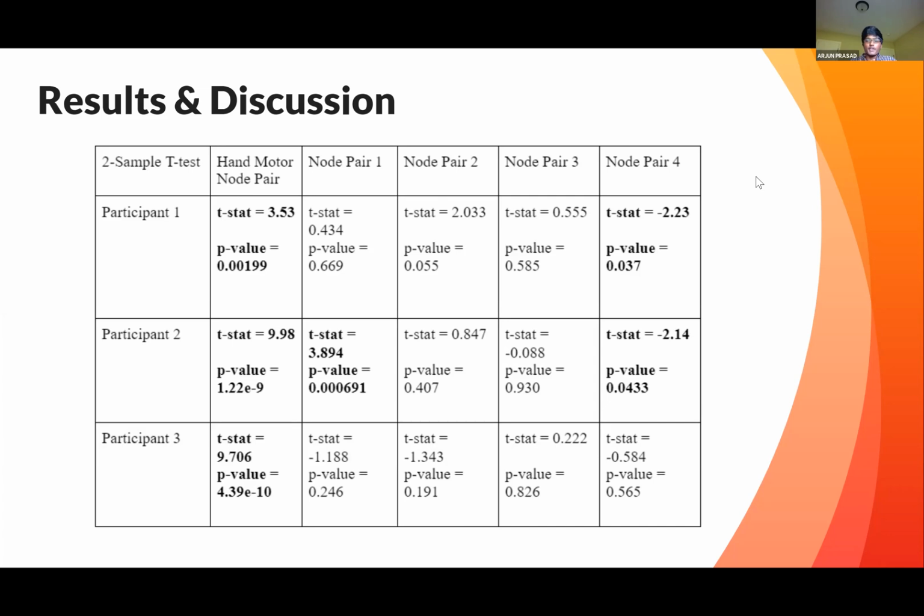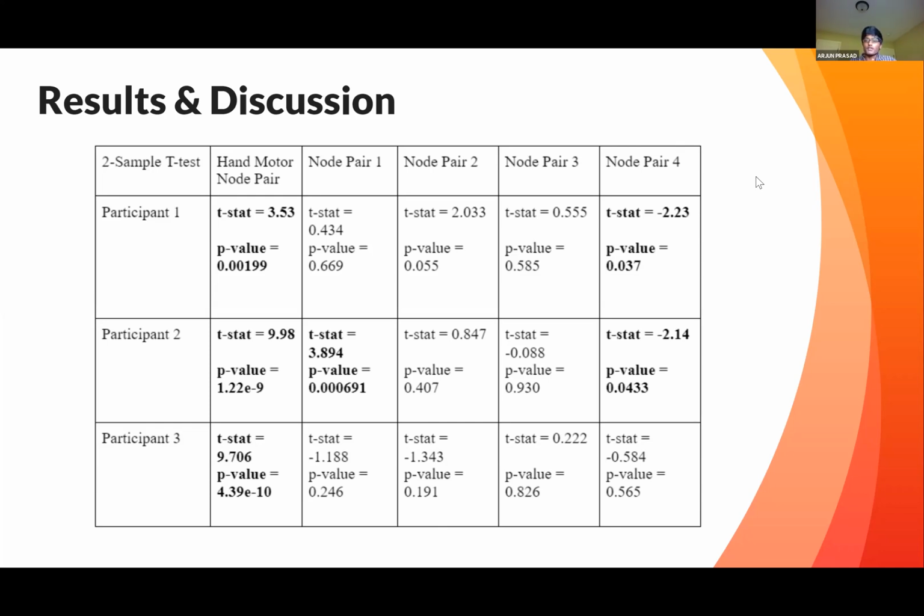For node pairs 2 and 3, which include the default mode network and the somatomotor system, I saw no significant functional connectivity differences. And for node pair 3 specifically, this is important because it was within the same region as the hand motor node pair or the somatomotor system, but it still did not have any significant functional connectivity differences. And this shows that although two node pairs can be within the same system, they can still have very different functional roles and therefore exhibit very different patterns.